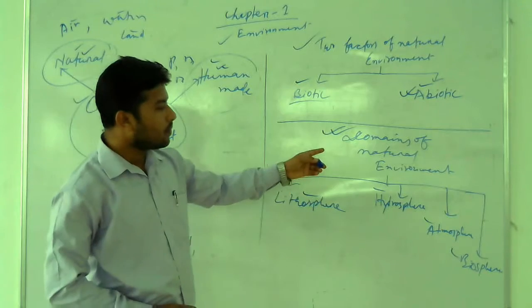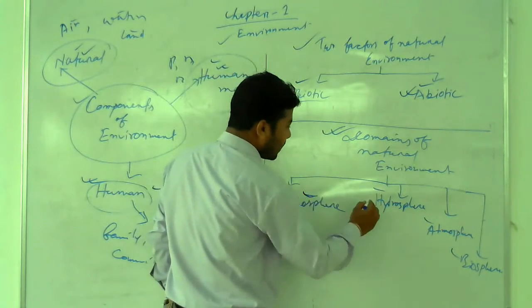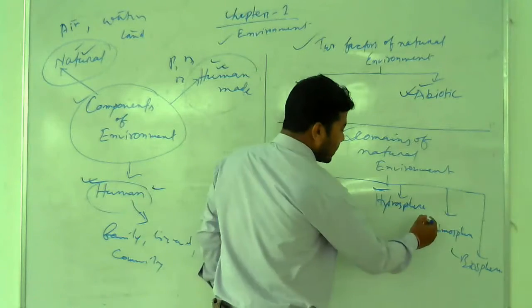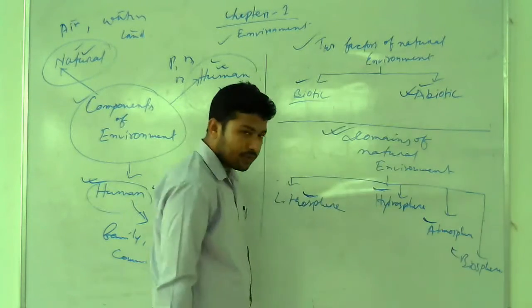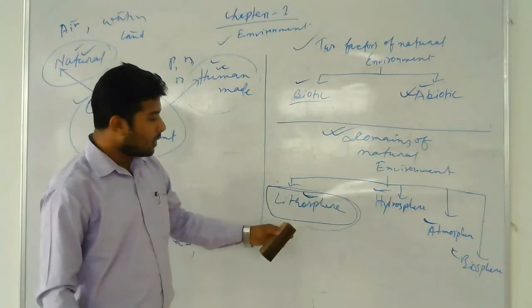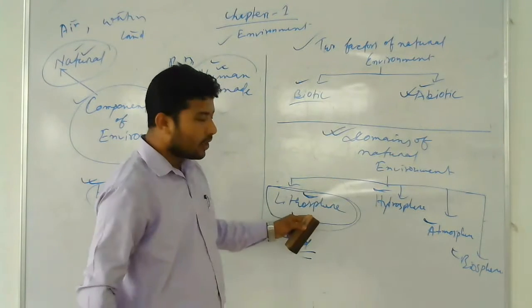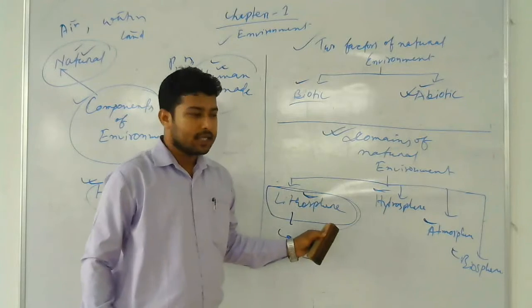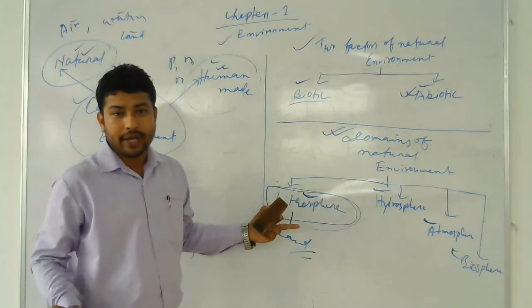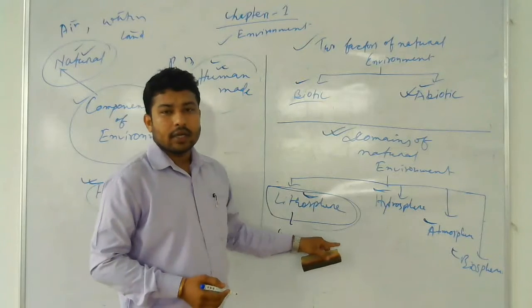So what are the domains of the natural environment? There are four domains: one is lithosphere, second is hydrosphere, third is atmosphere, and fourth is biosphere. Now see lithosphere. What is lithosphere? Actually, lithosphere is the landform. It is made up of rocks and minerals, which give us forests, mountains, and roads. On this form the people are able to live.